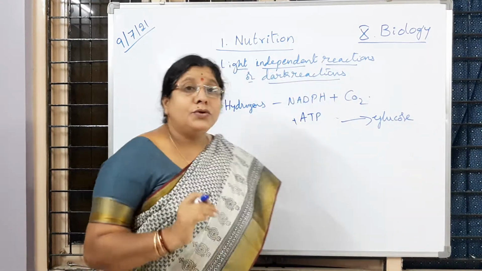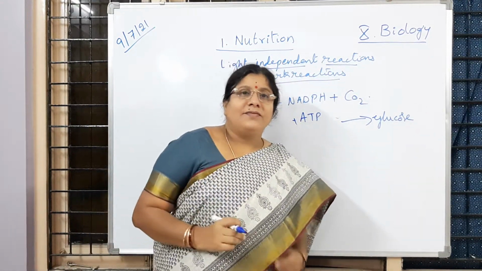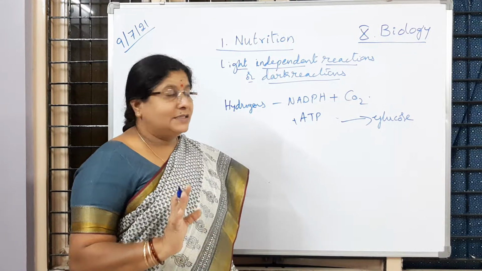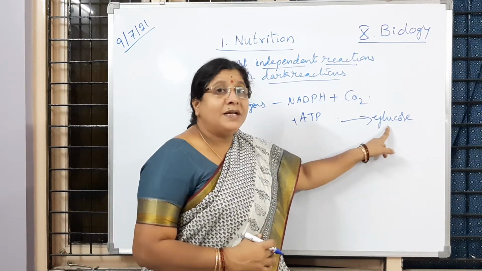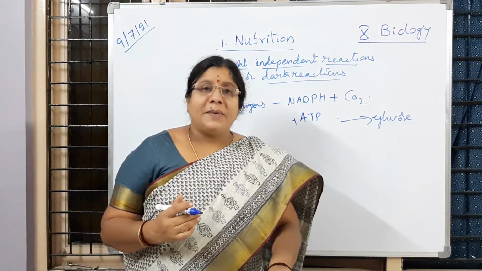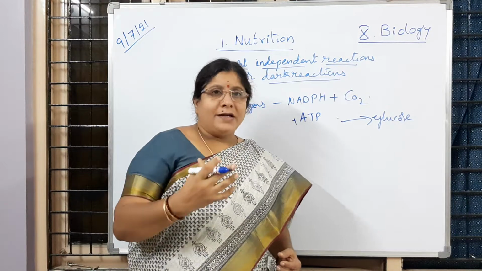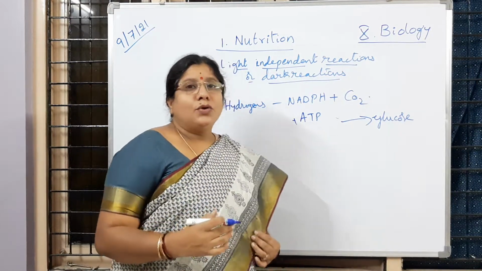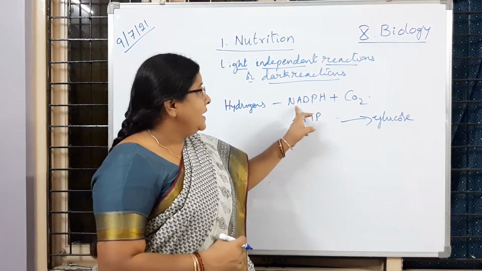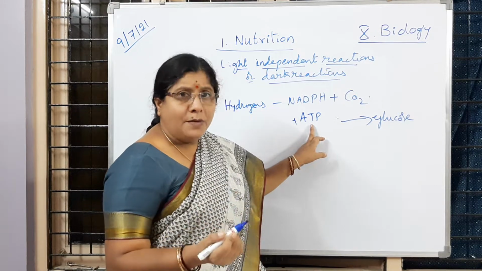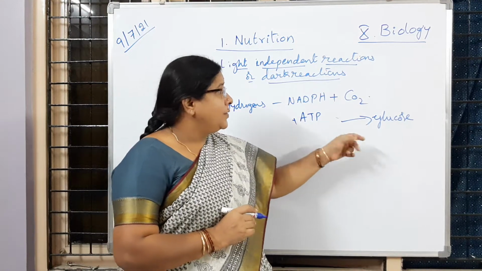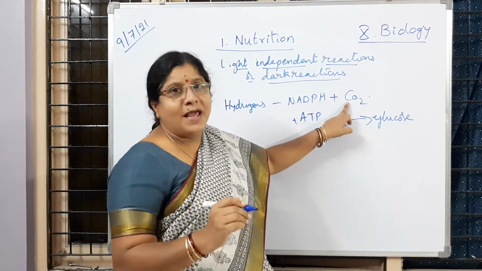So you know that glucose is said to be the end product of photosynthesis, the end product of the dark reaction. Now how is this glucose formed? The carbon dioxide taken up by the plant through stomata will also reach the chloroplast, the stroma part of the chloroplast, and the NADPH and ATP already formed in light reactions as end products are going to help in fixing the carbon dioxide.